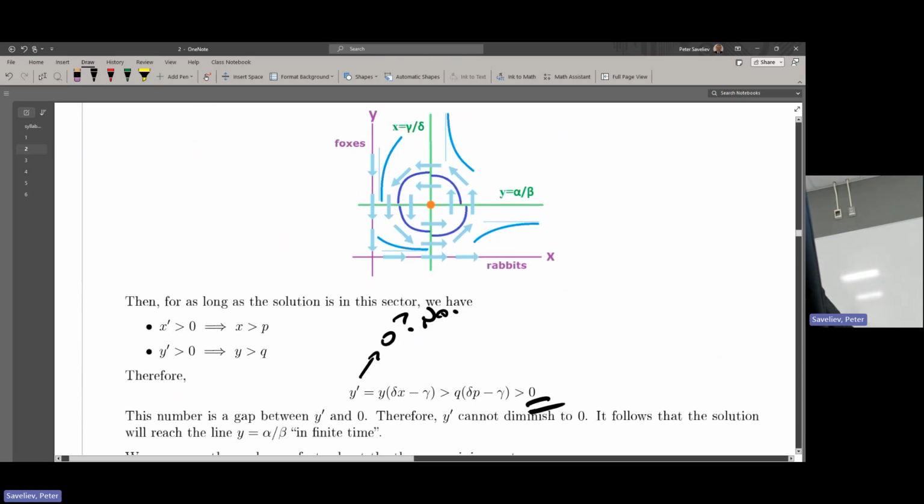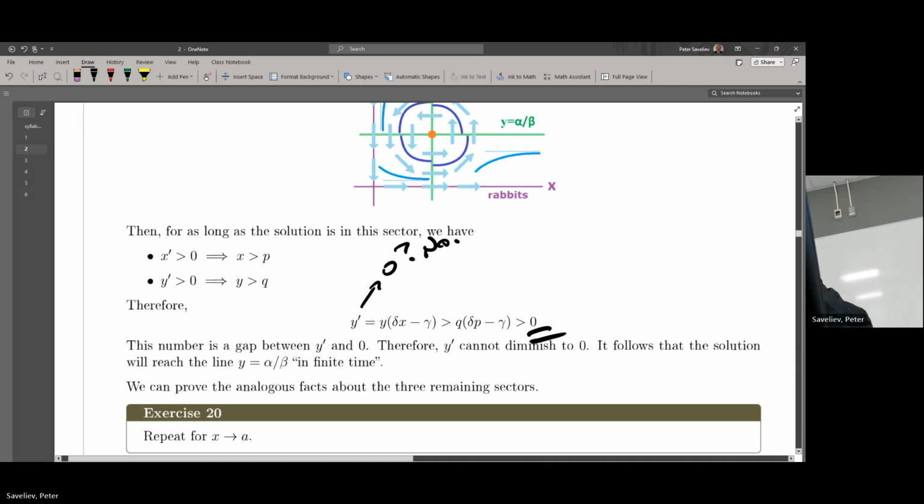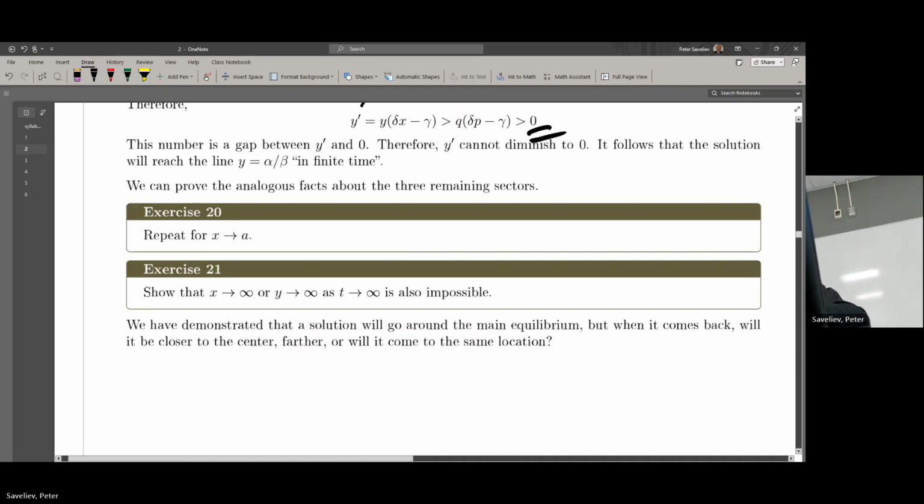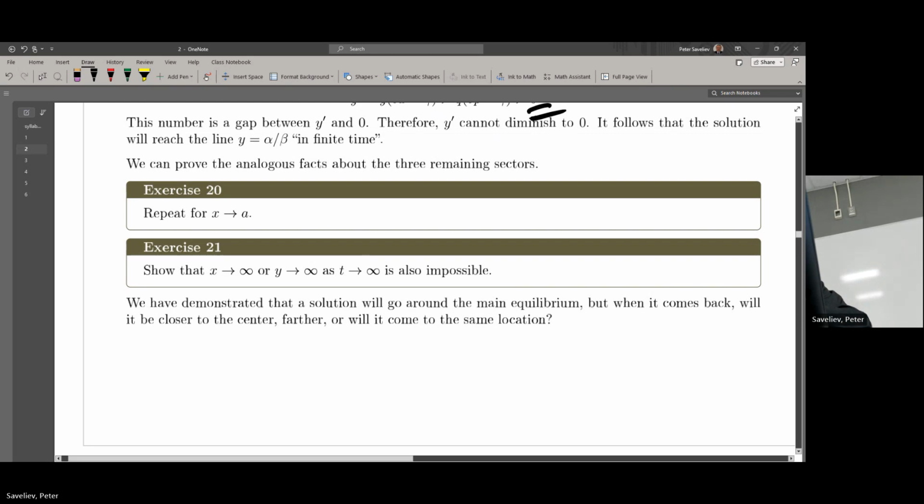So we now know that if the solution runs to infinity, it runs to infinity through a kind of spiraling pattern. We have demonstrated that the solution will go around the main equilibrium, but when it comes back, will it be closer to the center, farther, or will it come to the same exact location?